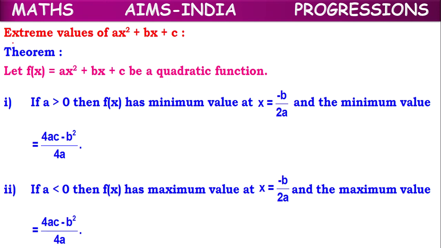Next, extreme values of ax square plus bx plus c. So, what are the extreme values of ax square plus bx plus c? Here ax square plus bx plus c is a quadratic equation. If we assume it equal to f of x, then f of x equal to ax square plus bx plus c is a quadratic function.